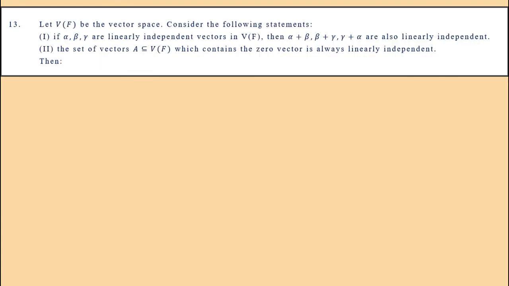Okay, so determinant A becomes a real number. The 13th question is: let V(F) be a vector space over a field F. Consider the following statements. If alpha, beta, gamma are linearly independent vectors in V(F), then alpha plus beta, beta plus gamma, gamma plus alpha are also linearly independent. The set of vectors A, a subset of V over F, which contains the zero vector, is always linearly independent.